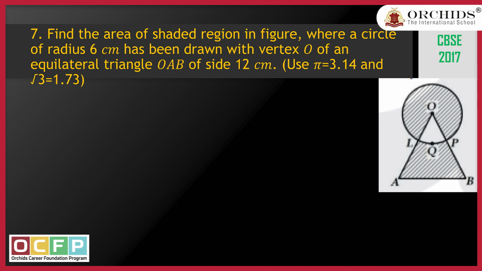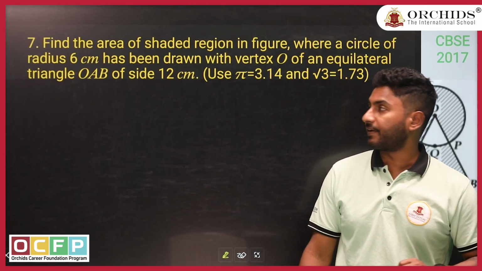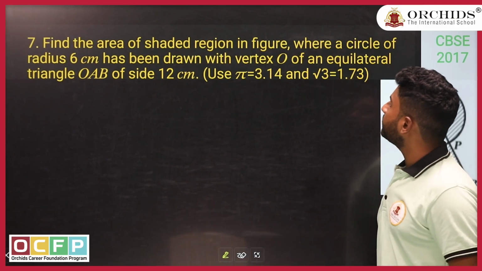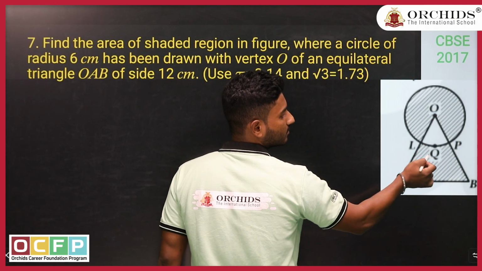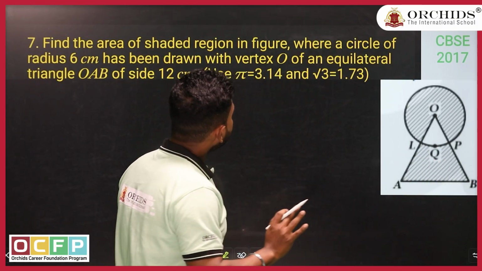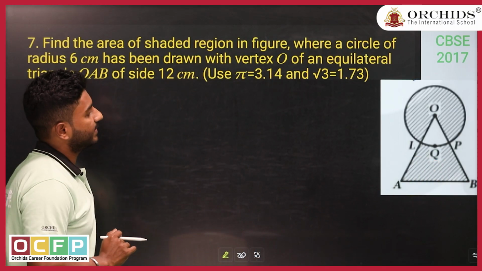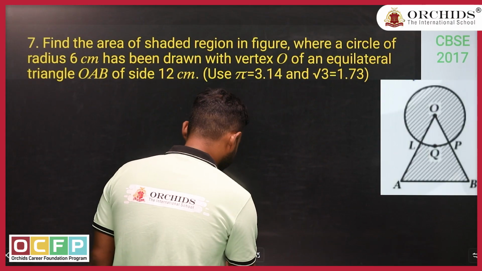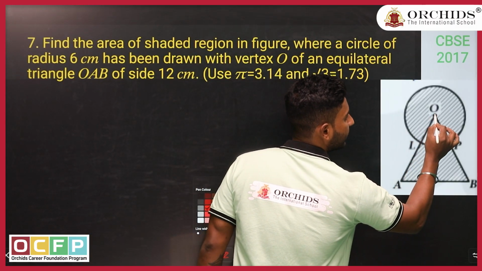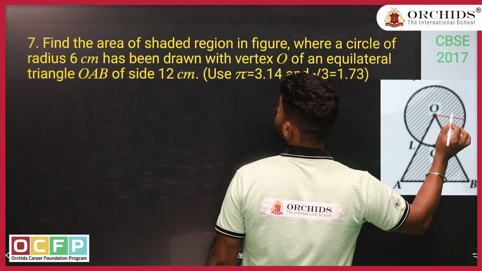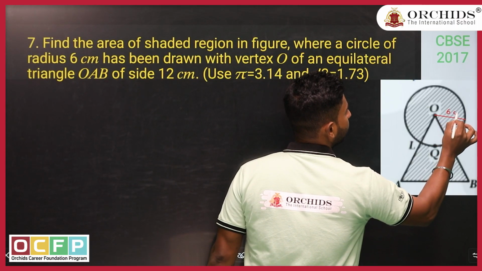Coming to question number 7, this is from CBSE 2017. Find the area of the shaded region. Just check the shaded region here. In the figure there is a circle of radius 6 centimeter. Let me mark it here for simplicity. This radius they have given as 6 centimeter.